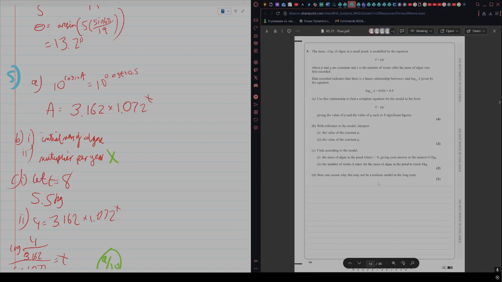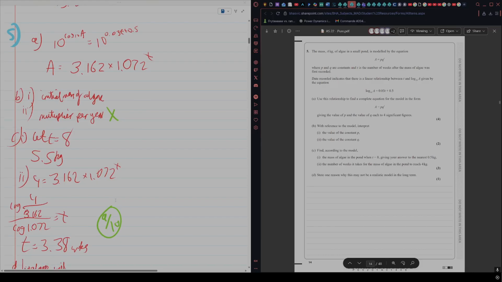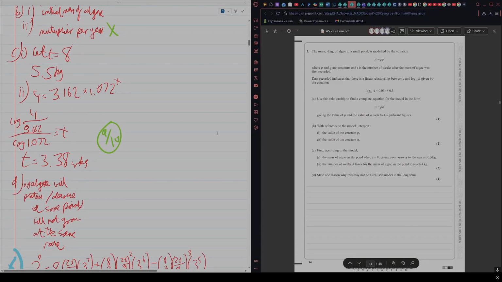And then part C, this is just, they like these questions where you just substitute stuff into the model. So this time you just substitute t equals 8 because it asks you to find A when t equals 8, and you round to 0.5 kilograms, and then find the number of weeks when it reaches 4 kilograms, you just set A to 4, and then you solve using logs. And then state why the model might not be realistic. Well, you just say that it's not going to increase at this rate forever, because otherwise there'd be like trillions or quadrillions of algae, which obviously isn't realistic, or they'll die out at some point. Anything like that will give you the mark.